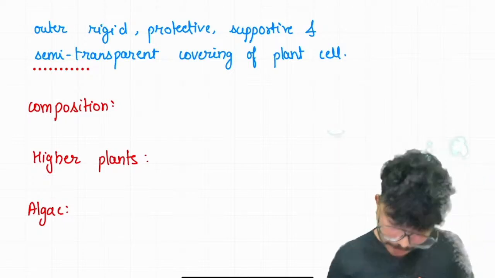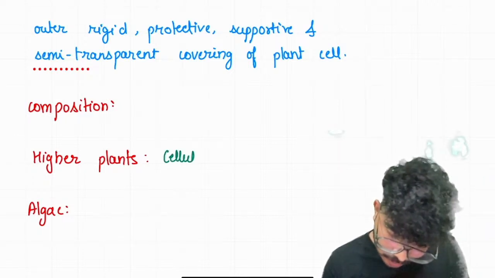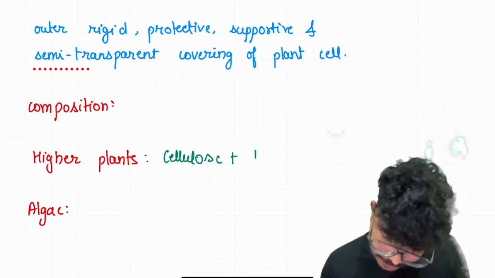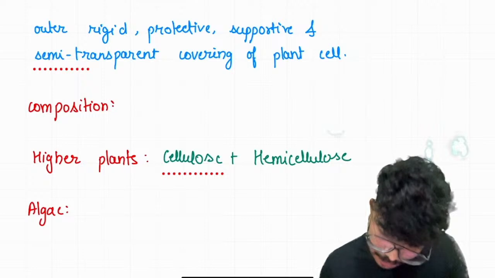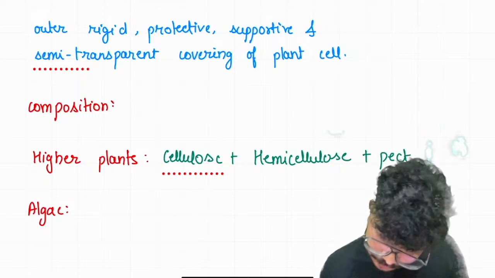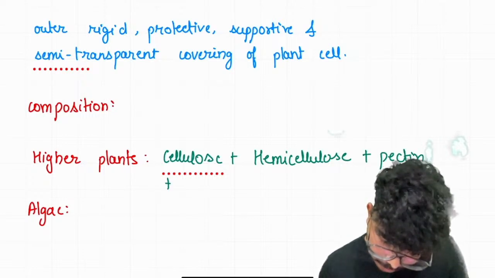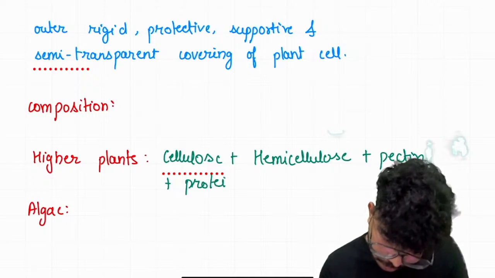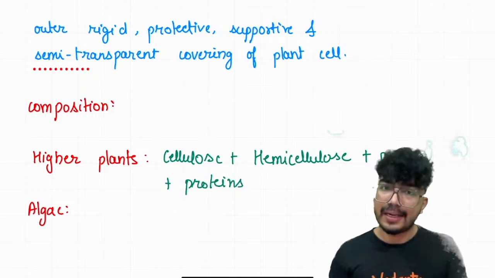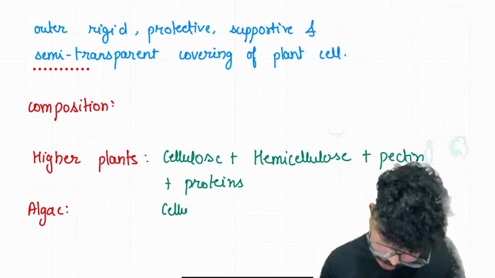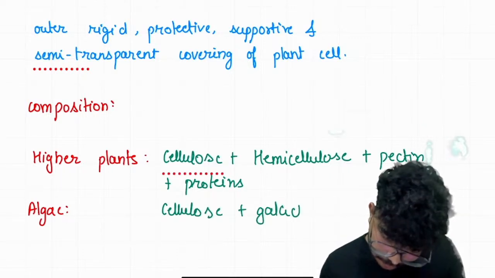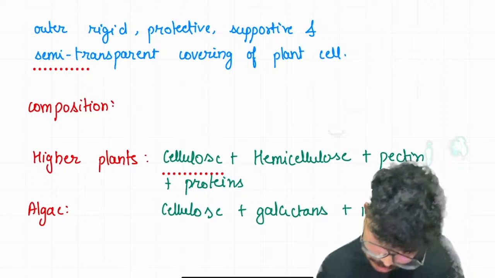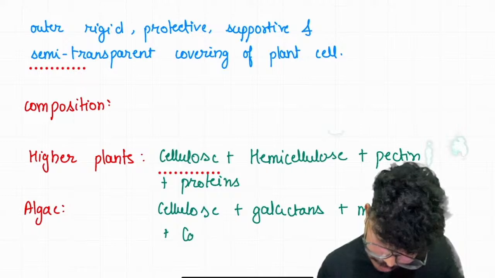I'll just change the color of the pen. So for higher plants: cellulose plus hemicellulose plus pectin plus proteins. For algae, it is cellulose plus galactans plus mannans plus calcium carbonate.